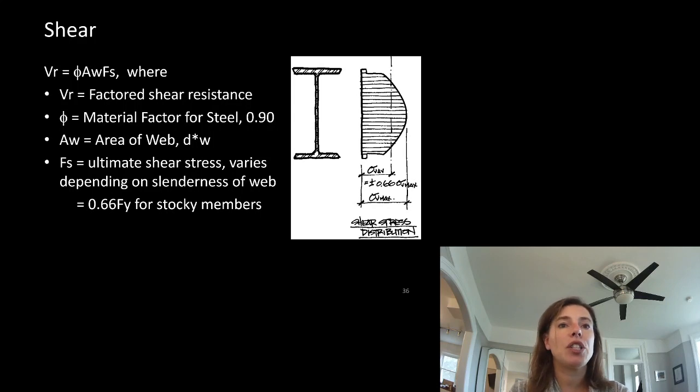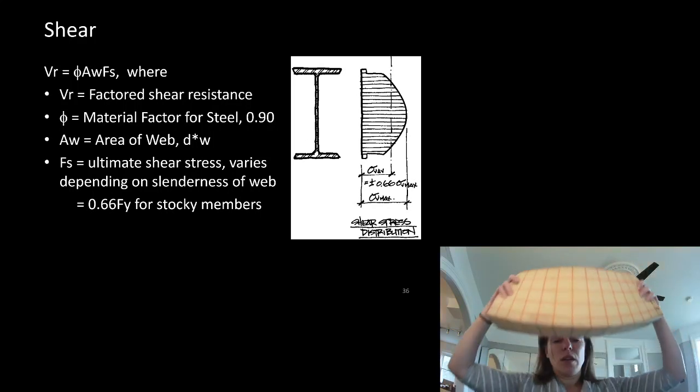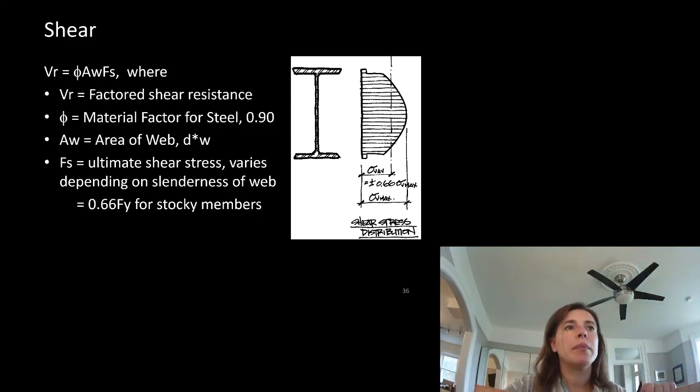Shear's relationship to capacity is linear to its area. So it is very much like our compressive loads, and we resist it all in the web. So bending is all about the top and bottom. In bending, this element and this element do the majority of the work. Shear, right here in the middle, does the majority of the work. We don't need that much of it.